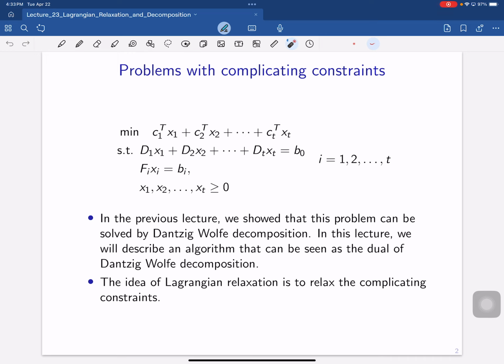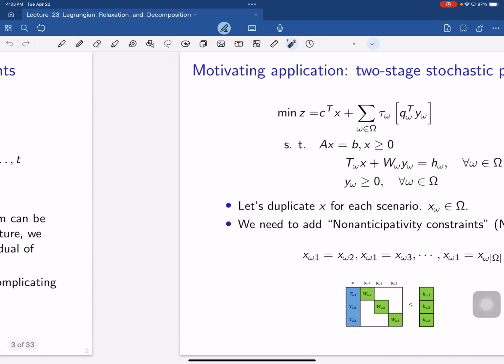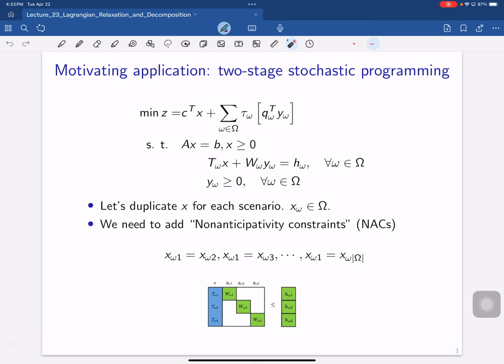Before we go to this theory, let me give you some motivating applications. At the end of last lecture, we just briefly talked about Dantzig-Wolfe decomposition, and we didn't even cover what types of applications follow this particular form. In general, you will apply Dantzig-Wolfe decomposition or Lagrangian relaxation to problems with so-called complicating constraints. In this formulation, this constraint is a complicating constraint. If you remove it, the problem can be solved easily. It can be decomposed by 1, 2, 3, all the way to t. I will give you two motivating applications of problems with complicating constraints.